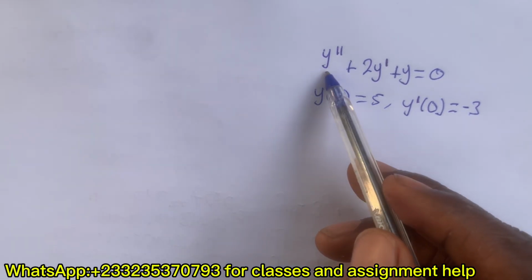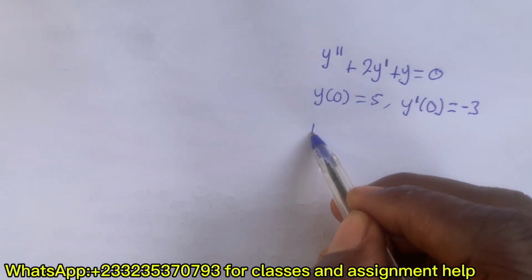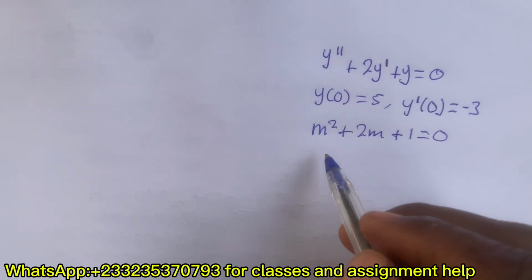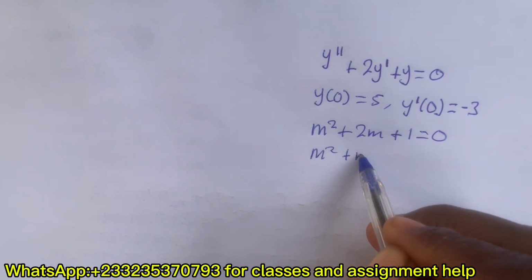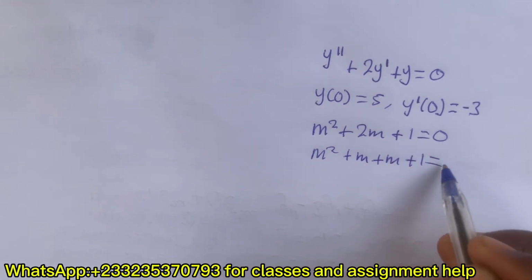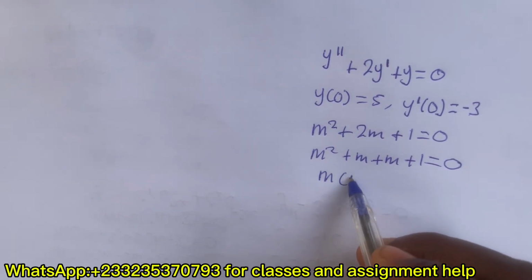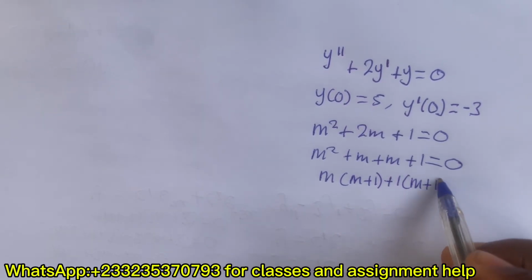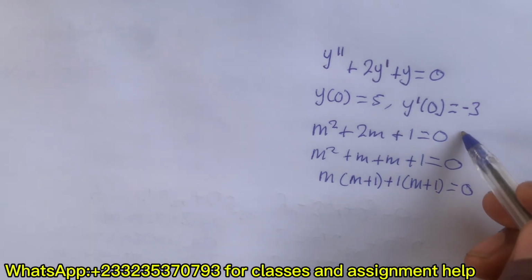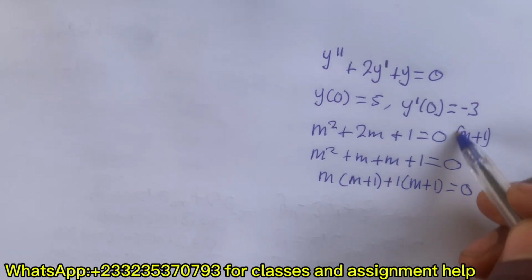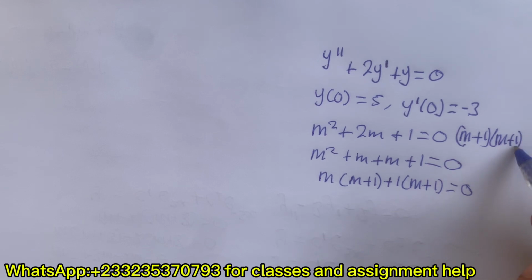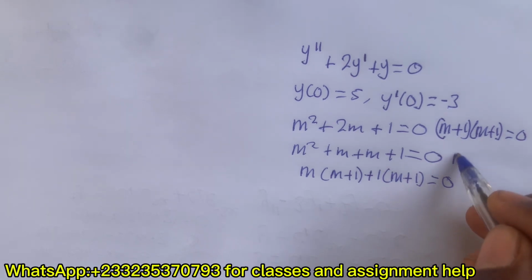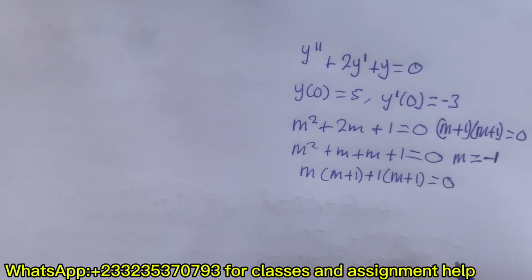Now, the auxiliary equation of this will be m squared plus 2m plus 1 equal 0. If we factorize, we have m squared plus m plus m plus 1 equal 0. We have m times (m plus 1) plus 1 times (m plus 1) equal 0. Now this gives (m plus 1) times (m plus 1) equal 0 in a very simple way. So here we have m equal negative 1 twice.